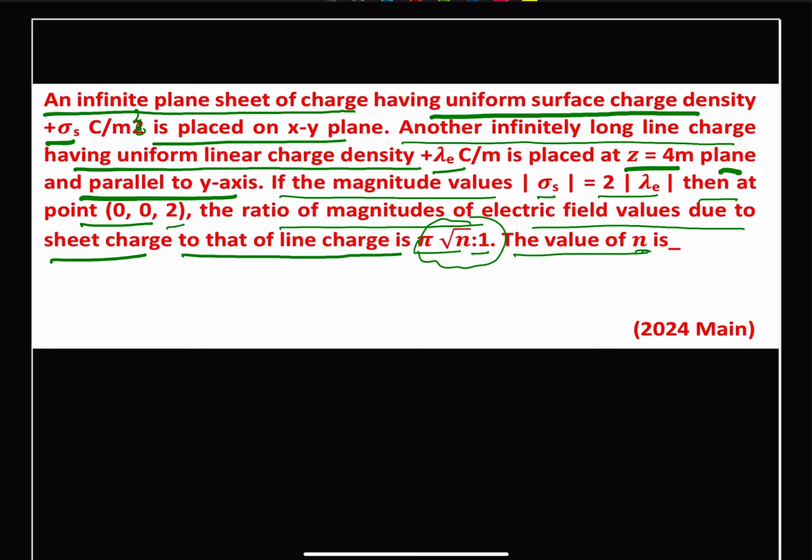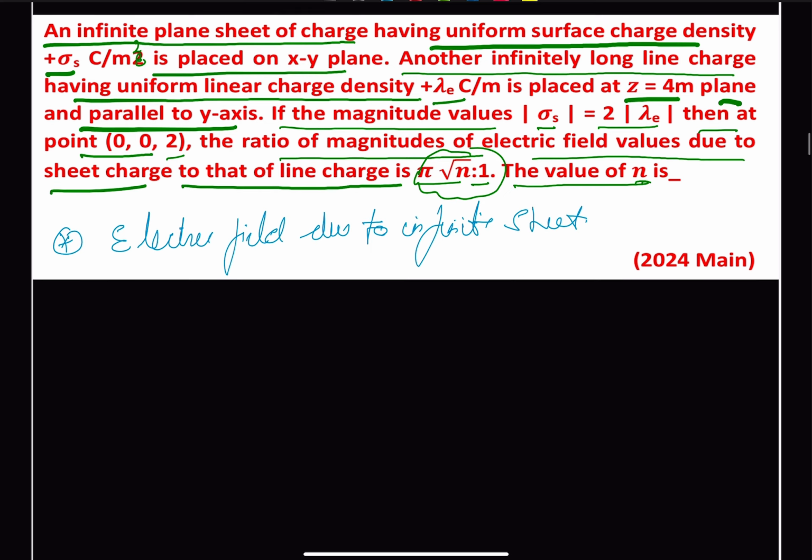So we can just write the formula that electric field due to infinite sheet, and that formula of E sheet will be equal to sigma s upon 2 epsilon naught, and direction will be positive z unit vector.